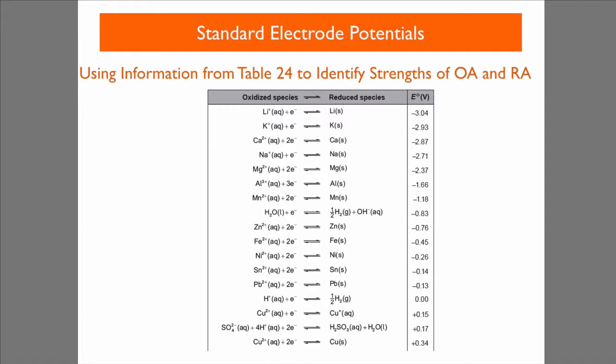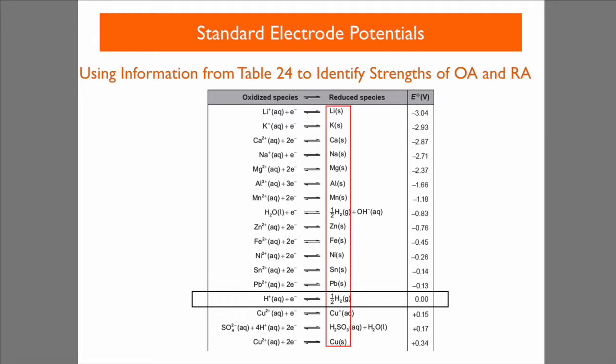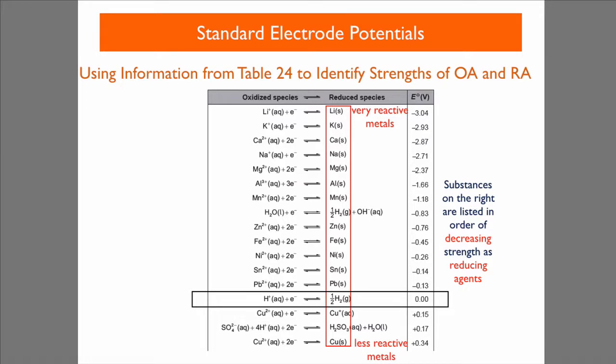Okay, we're going to use information from table 24 to identify strengths of oxidizing agents and reducing agents. Let's have a look. We've got the hydrogen SHE standard one there, cell potential 0. On the right hand side, we've got mainly the metals there, we've also got some hydrogen, sulfuric acid. The substances on the right are listed in order of decreasing strength as reducing agents. So the very reactive metals are at the top and the less reactive metals at the bottom. And so the very reactive metals are strong reducing agents. So the top end there are the strong reducing agents, and at the bottom the weak reducing agents.